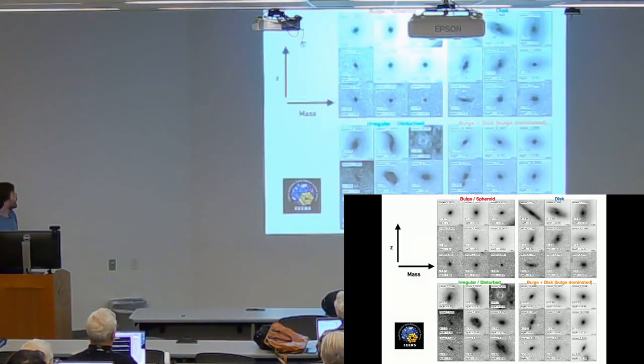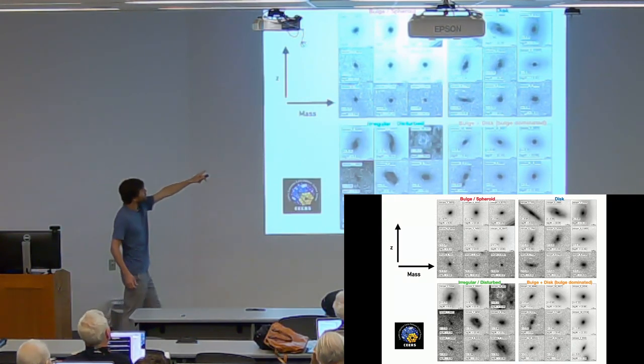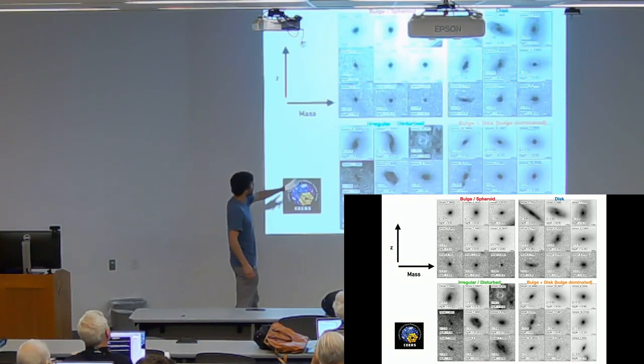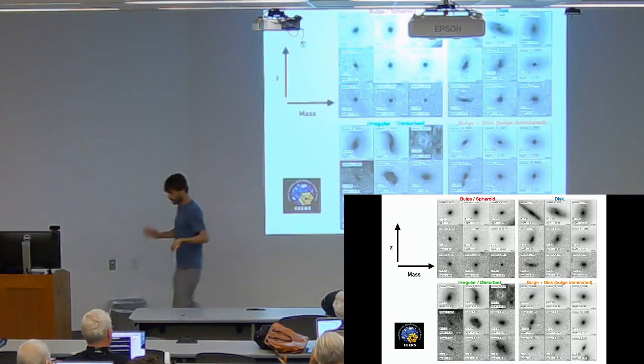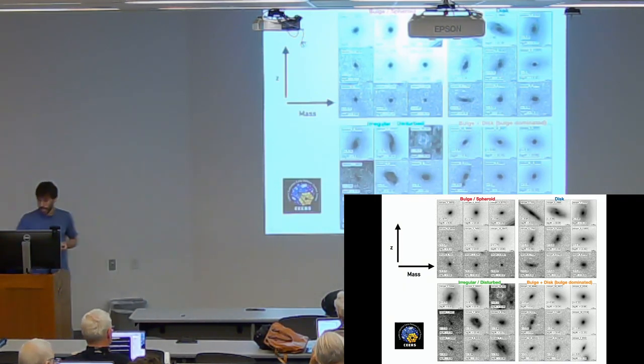Just a hint of what the classifications look like. We classified bulge spheroids there. You see different bins in stellar mass and redshift bins. So bulge and spheroids there, more disky galaxies, these are more irregular or disturbed, and these are bulge-dominated systems, but with some extended structure around them.